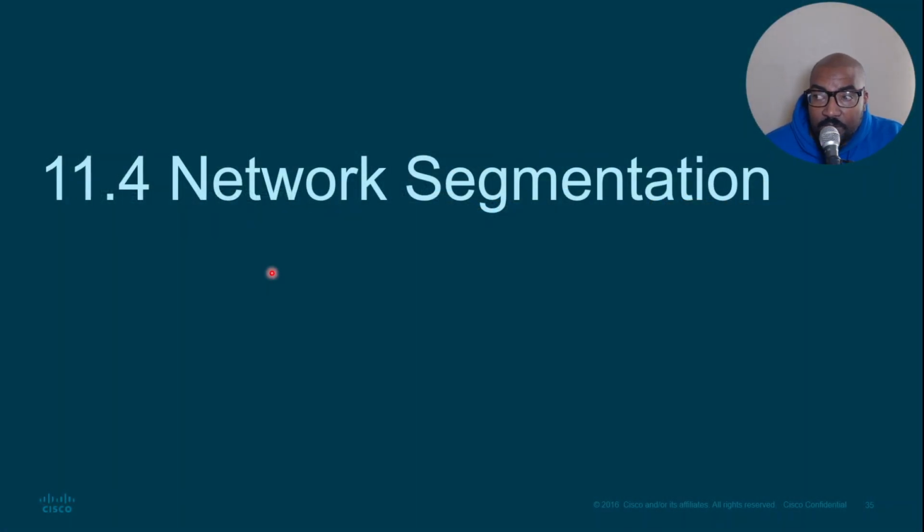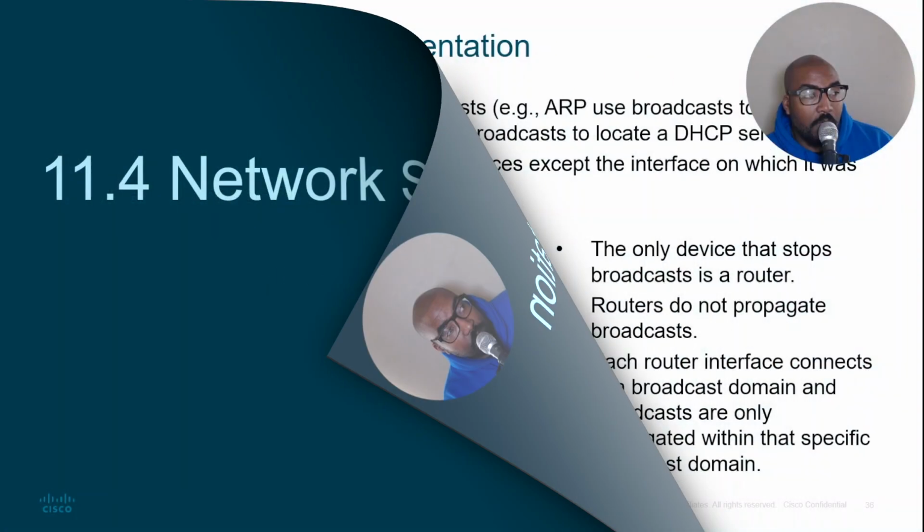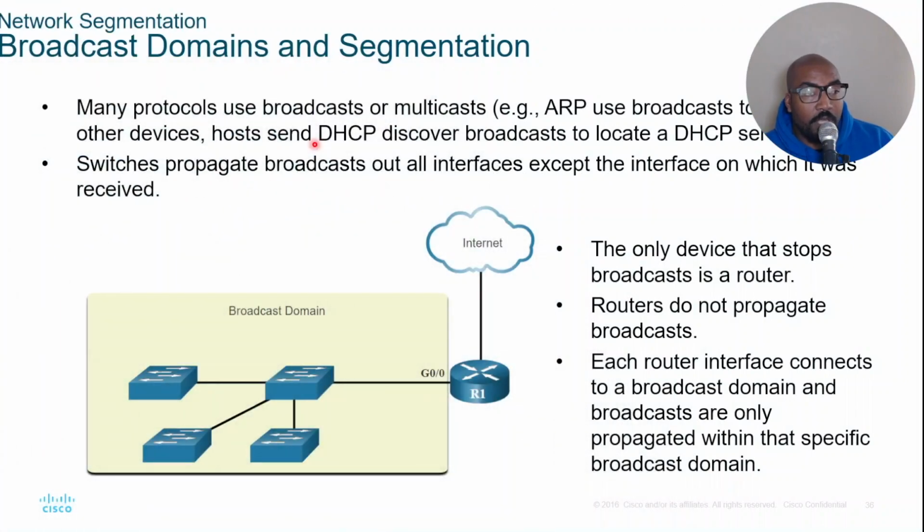Network segmentation. Many protocols use broadcast or multicast. ARP uses broadcast to locate other devices and hosts, and hosts send a DHCP discovery broadcast to locate the DHCP server. So that's essentially what I was just mentioning earlier.